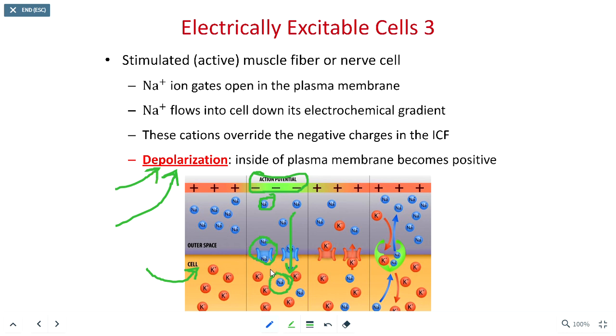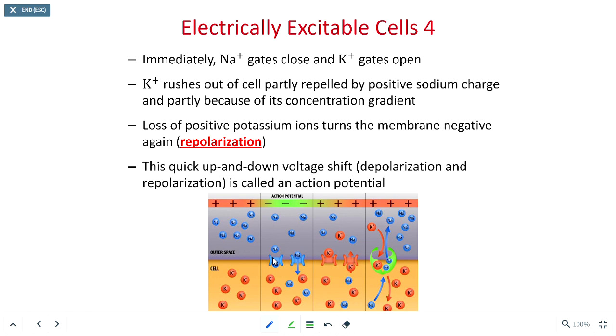As the inside of the cell becomes increasingly positive, we are depolarizing the plasma membrane at that physical point in the cell. After depolarization, the sodium voltage gated channels close and the potassium voltage gated channels open. So now the sodium ions are stuck inside of the cell. The potassium ions, which have a concentration gradient that's high on the inside and low on the outside, will flow out of the cell with their concentration gradient when we open up the potassium gates.